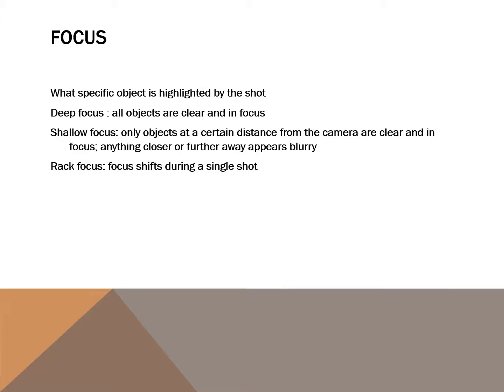Then we have focus. When we're looking at focus, we're concerned with what specific object or person is highlighted by the shot, what object or person is clear and in focus and what objects are not in focus. You have deep focus, where all the objects are clear. And then you have shallow focus, where only objects at a certain distance from the camera are clear, and anything closer or further away appears a little bit blurry. And then there's rack focus. This is where focus shifts during a single shot. Rack focus can be everything in the background is clear and the foreground is blurry, and then it reverses that, or it can go from deep focus to a shallow focus.